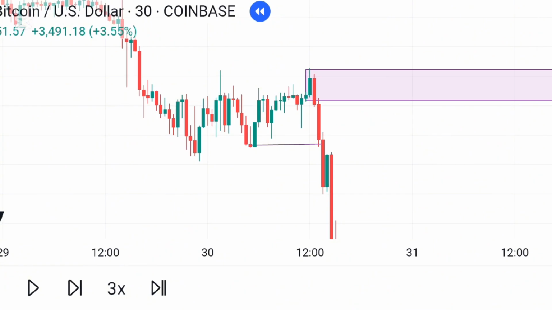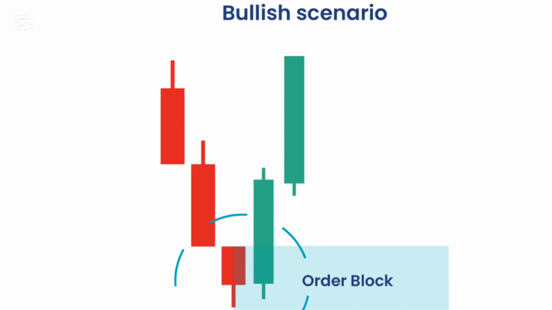For those of you who do not know, if we're in a downtrend, an order block is the last bullish candle before the impulsive sell that broke structure. If we're in an uptrend, it is the last bearish candle before the impulsive buy move that actually broke the structure. Once you understand this, you don't even need any more definition. It is quite easy for you to spot them on your chart.